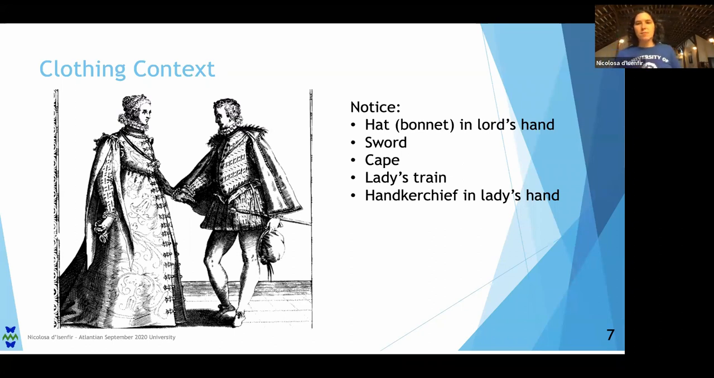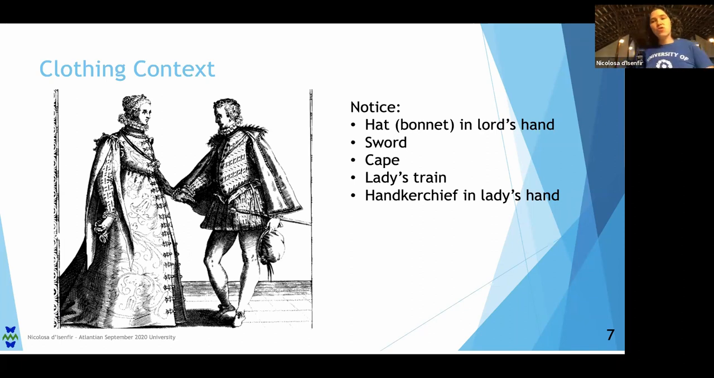First, notice that there is a hat bonnet in the Lord's hand. He has it down in his left hand, and we'll go over that. And he's holding the lady's right hand. He is wearing his sword, as always. It is critically important you have your sword with you. He's wearing a cape, so that's the mantle drawn over it.